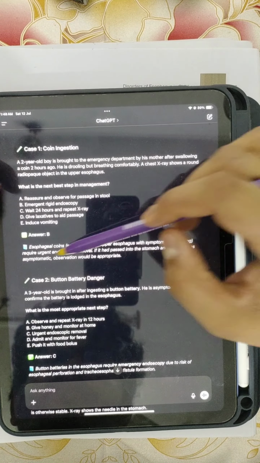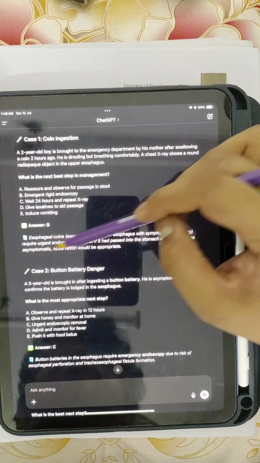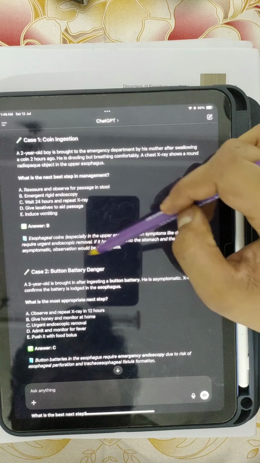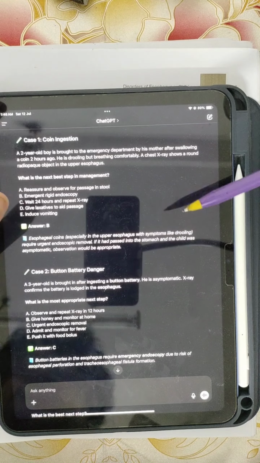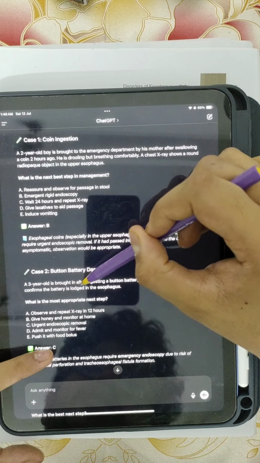Okay, because esophageal coins, especially in the upper esophagus, and symptoms like drooling require urgent endoscopic removal. If it has passed to the stomach, then we can do something else.